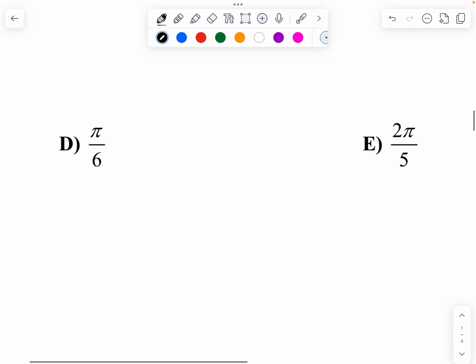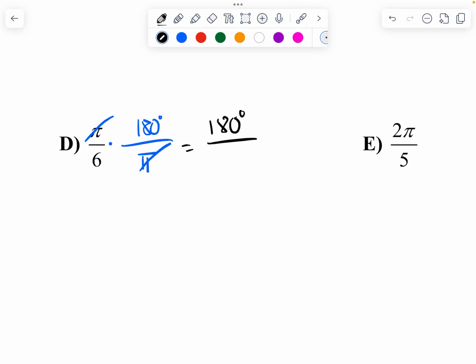Other direction, radians into degrees. Well, now there's no degree symbol, which means we want pi in the denominator. And because there is a pi, it actually cancels very nicely for us. And we get 180 degrees over 6. Simplify that. 30 degrees. Answer, you're done.